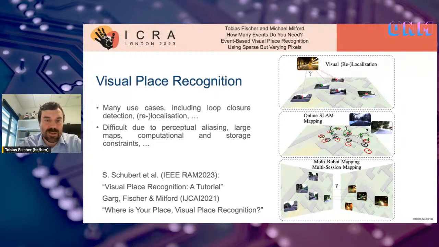And I already mentioned why it's difficult, because of various things. For example, perceptual aliasing. So perceptual aliasing is the problem where places that are geographically different might look very, very similar. So you might have heard of the many replicas of the Eiffel Tower, which all look like the original one in Paris, but might be somewhere completely elsewhere and look more or less the same.